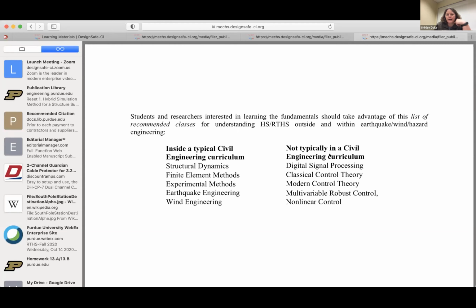That's a good point, Jim. Adding numerical methods to this would be a very good idea. We usually learn it sort of through finite elements, but it would always be better if it's in a separate class. But on the right-hand side, you're right. Digital signal processing and control theory. A typical first year graduate course in control theory, those are the two keys to really being able to understand these methods, in my experience.